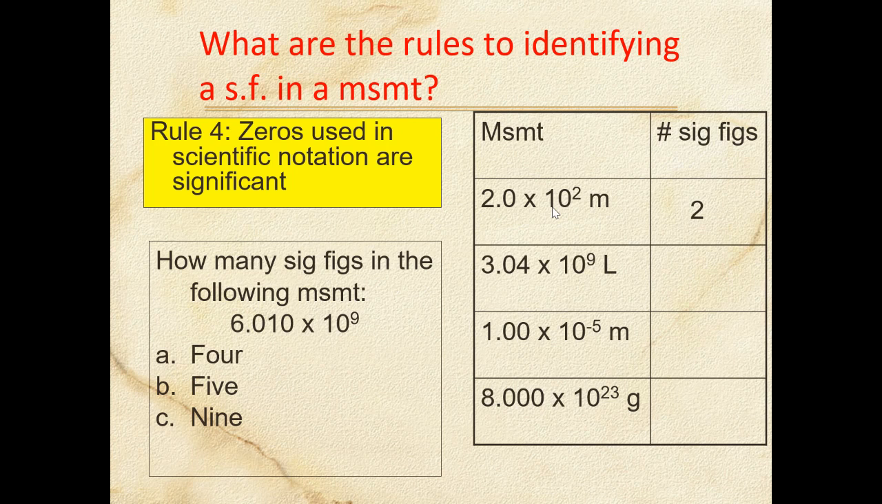3.04, there are 3 significant figures in that value. In 1.00, there are 3 significant figures in that value. And in 8.000 times 10 to the 23rd, there are 4 significant figures in that value. In the example, 6.010 times 10 to the 9, if you guessed 4, that is the correct answer.